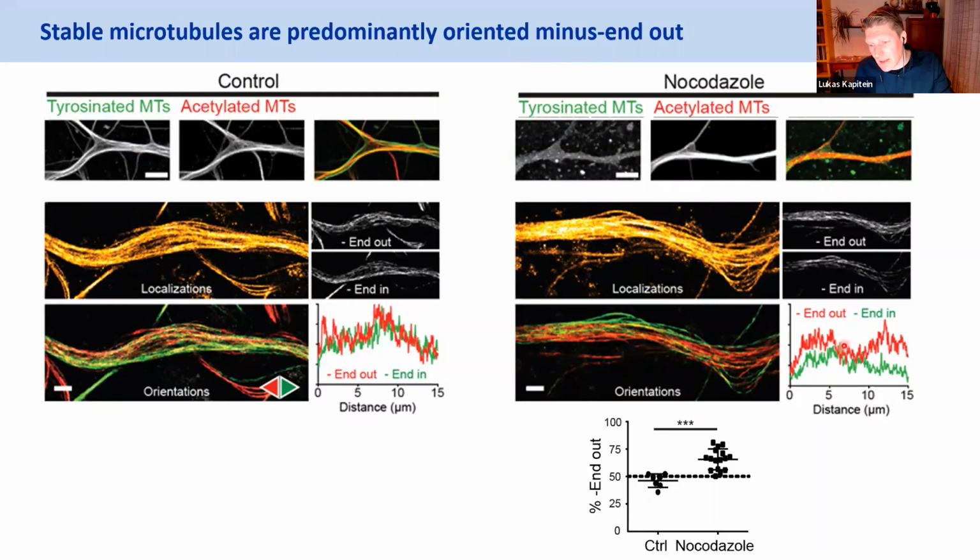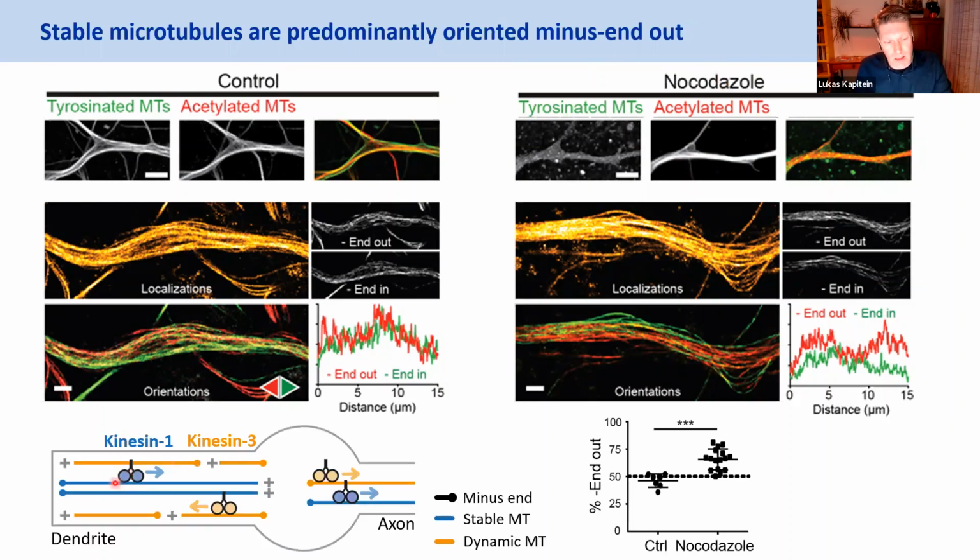And in this situation, we find that the majority of microtubules that remain after the nocodazole treatment are oriented with the minus end pointing outward, confirming that the stabilized microtubules are the microtubules that are minus end out, whereas the dynamic ones are oriented mostly plus end out. Because we know that kinesin 1 prefers stable microtubules, kinesin 3 dynamic microtubules, this explains why one motor can enter the dendrites, drive directional transport, whereas another motor cannot enter the dendrite.